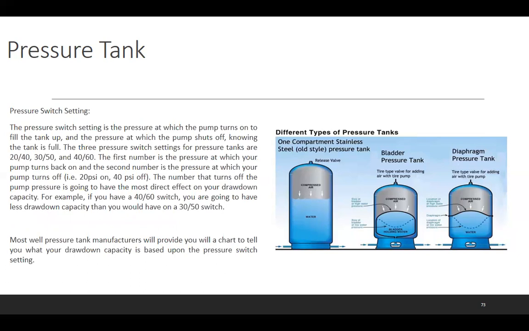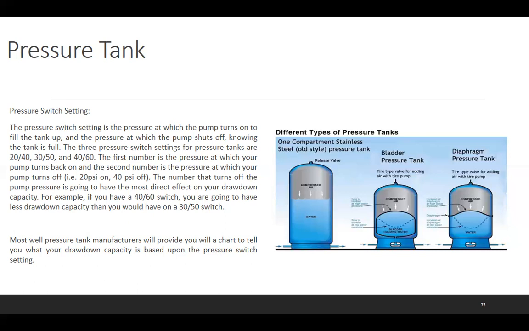Pressure switch setting. The pressure switch setting is the pressure at which the pump turns on to fill the tank and the pressure at which the pump shuts off, knowing the tank is full. The three pressure switch settings for pressure tanks are 20-40, 30-50, and 40-60. So dito makikita nyo na, pag less than 20 PSI ka, huwag ka nang mag-pressure tank. The first number is the pressure at which your pump turns back on. And the second number is the pressure at which your pump turns off.